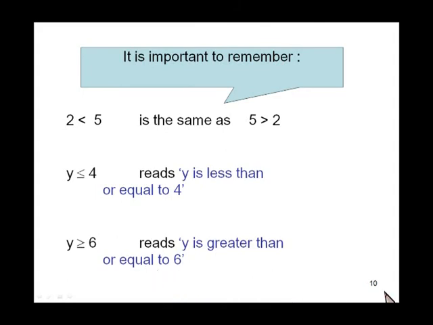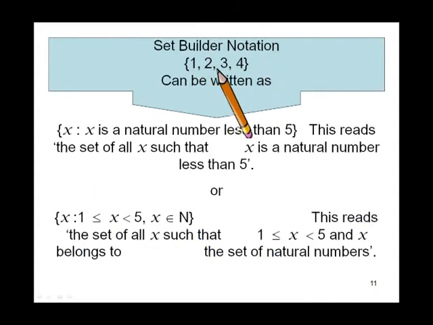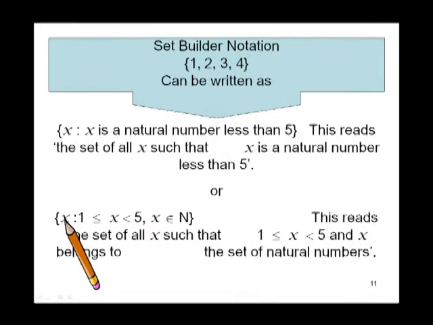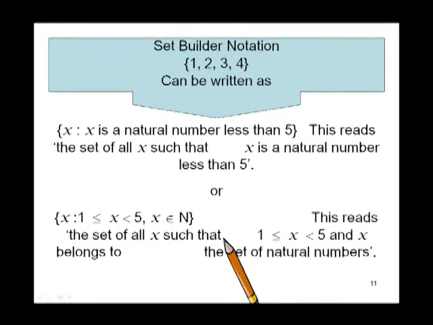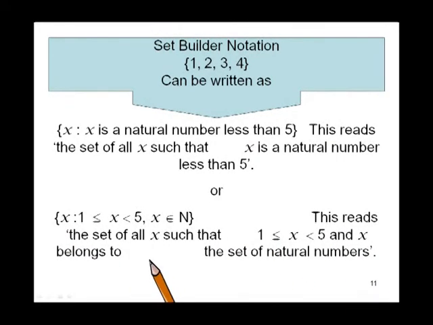Set builder notation. 1, 2, 3, 4 can be written as open bracket x such that x is a natural number less than 5 close bracket. This reads the set of all x such that x is a natural number less than 5. Or this reads the set of all x such that x is greater than or equal to 1, less than 5, and x belongs to the set of all natural numbers.